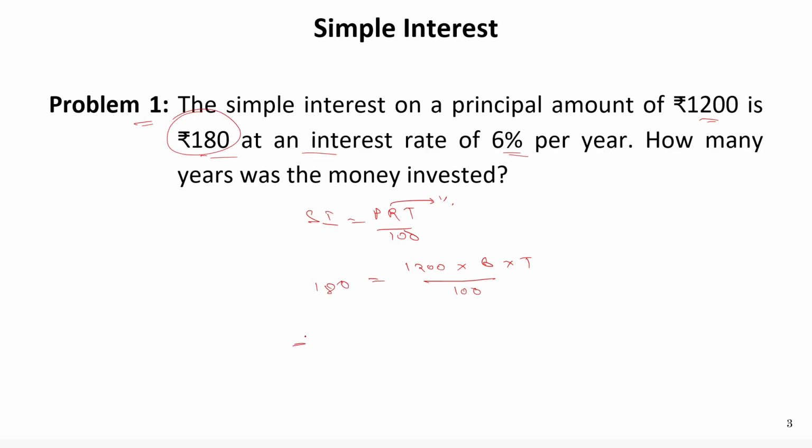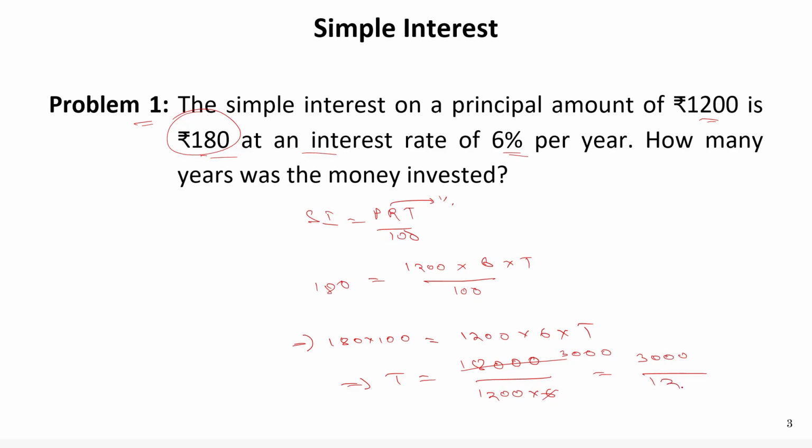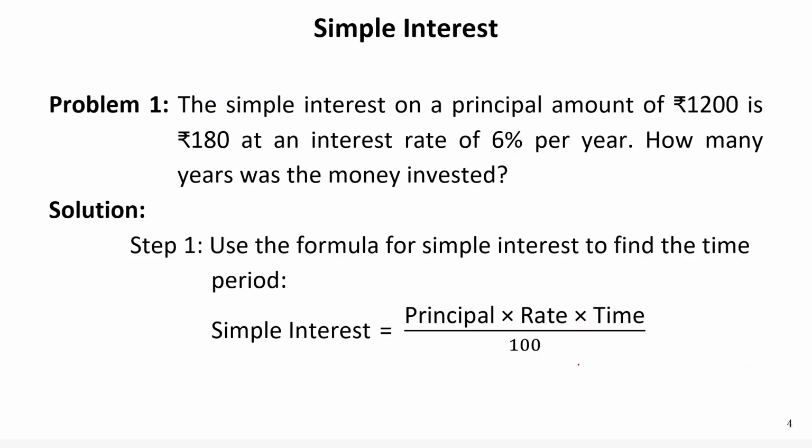So 180 into 100 is equal to 1200 into 6 into T. So this implies that T is equal to 18,000 by 1200 into 6. Okay, so by dividing by 6, what we are left with is 3000 by 1200. Cancelling these two zeros out, we are left with 30 by 12, which is equal to 15 by 6, right? So it will be this.